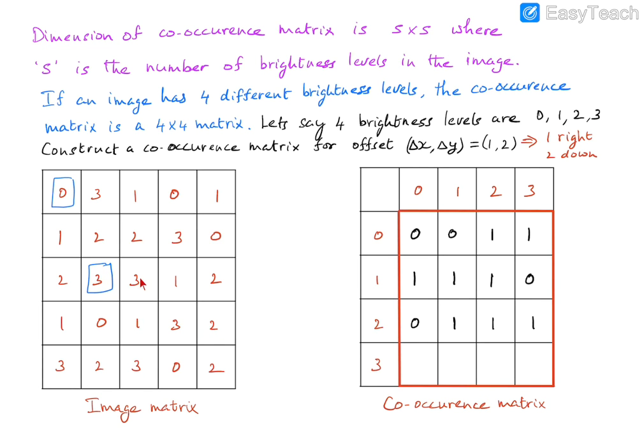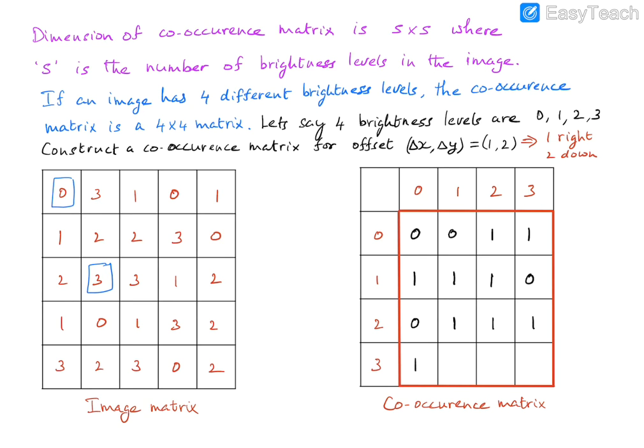For this 3, we go 1 right, 2 down. It's not a 0. For this 3, we go 1 right and 2 down. It is a 0. So 3, 0 occurs once. And is there any other instance where we get 3 and 0 in the defined offset? Nowhere else. This will take us outside the image. All these will take us outside the image. So therefore 3 and 0 occur in that offset one time in the image. So 3, 0 is one time.